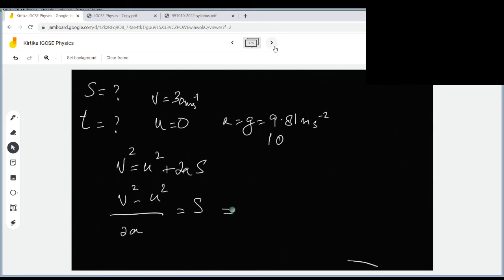And then I write down the values. v is 30, so 30 squared minus u, which is 0, squared, divided by 2 into 9.81. So 30 squared will be how much? It's 900. Even if you don't know 900, just write 30 squared divided by 2 into 9.81 and give me the distance. Minus 0 squared wouldn't mean anything because it's 0, right? Yes, 0. So simply we'll have to do 30 squared divided by 2 into 9.81.